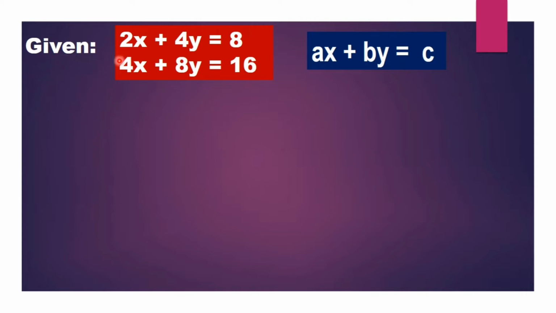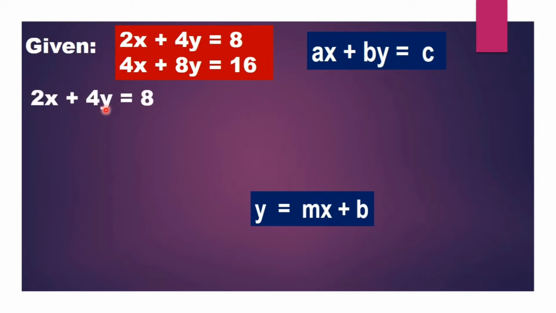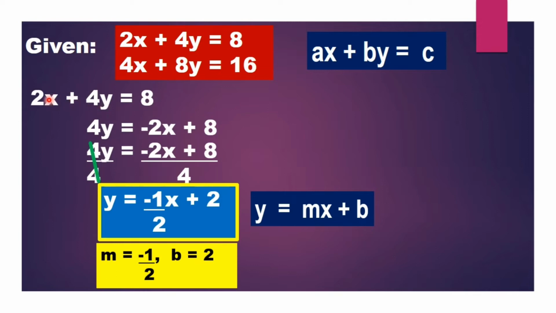Given equations 2x plus 4y equals 8 and 4x plus 8y equals 16. So, naka-standard form pa sila. I-convert muna natin sila sa slope-intercept form. Unahin natin yung 2x plus 4y equals 8. Solving for y, transpose 2x to the other side, becomes negative 2x. Then we have 4y equals negative 2x plus 8.